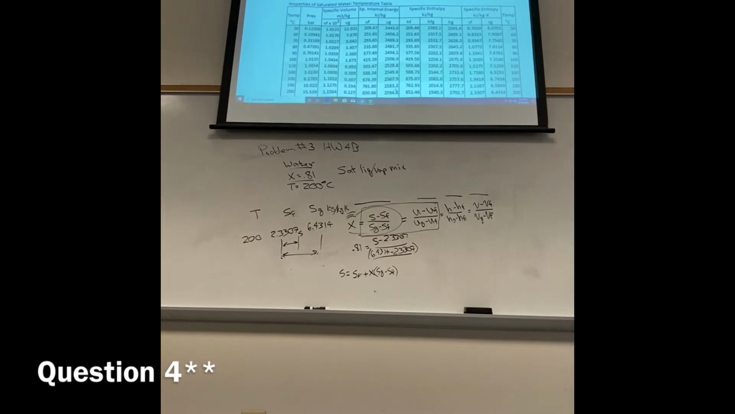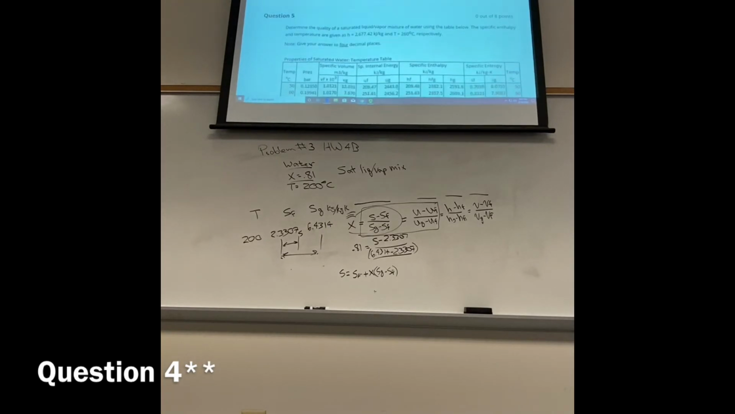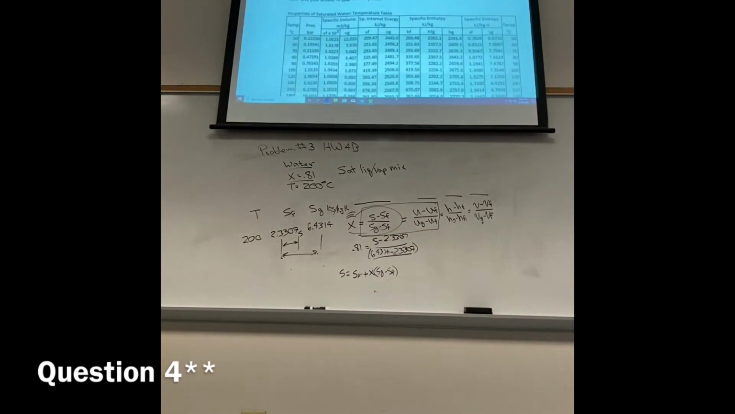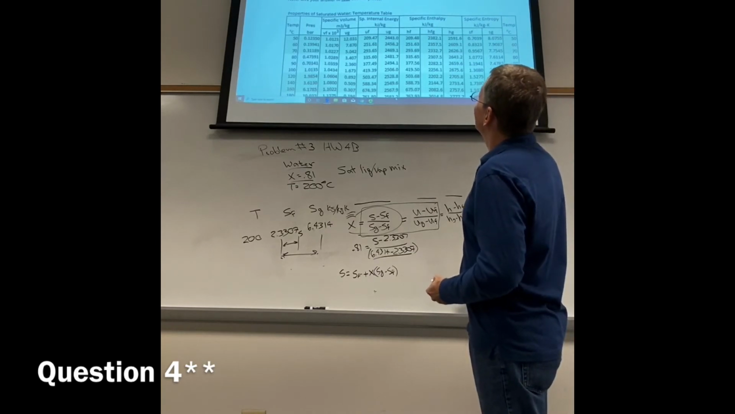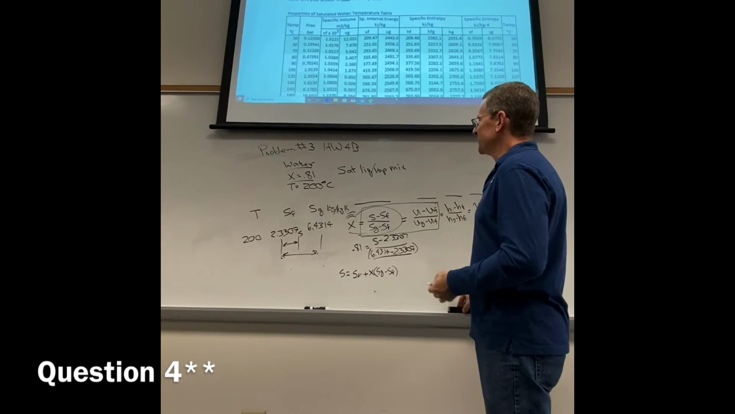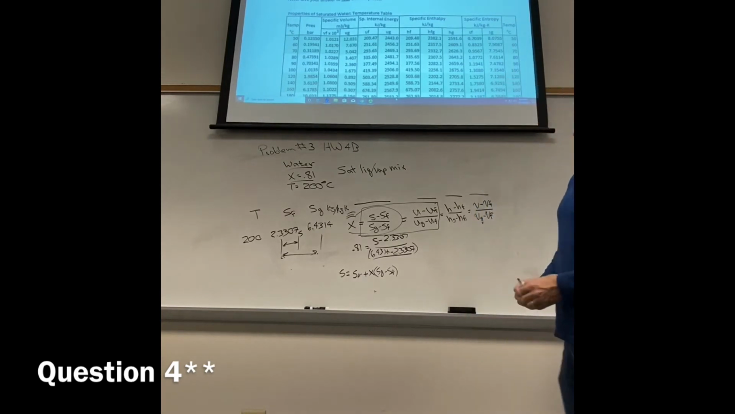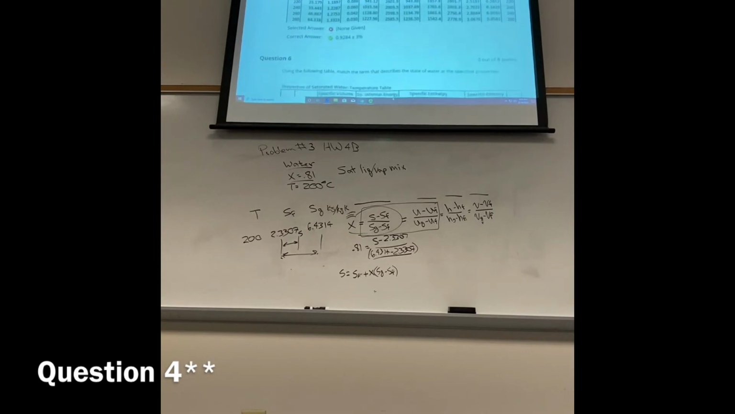Okay, let's try another one. And then here's the answer, 5.6523 is what we would find for S. Okay, determine the quality of a saturated liquid vapor mixture. The specific enthalpy and temperature are given. So H and T are given. And this time I want quality. I guess that's really no different. Let me just skip that one. Yeah, just like the last one. It's just a different variable. Okay.